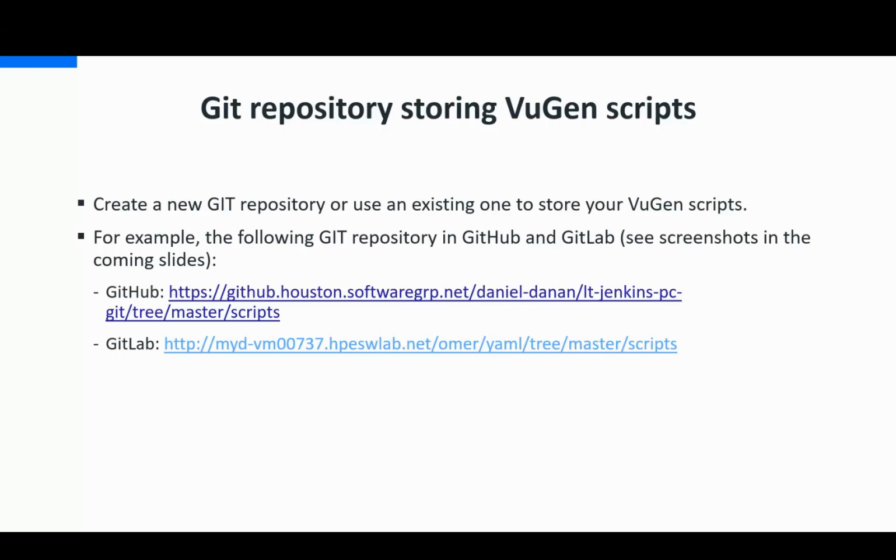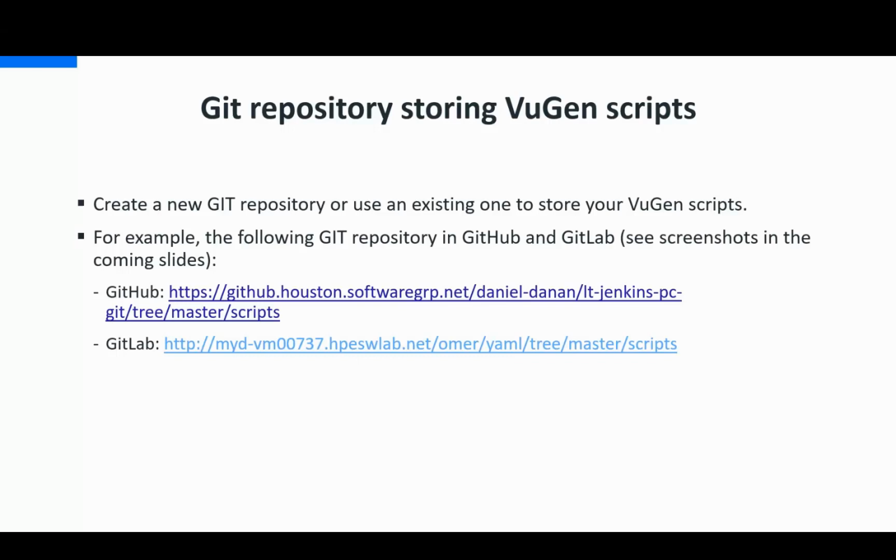Git repository storing VuGen script. So in order to synchronize from Git to Performance Center, the first phase is to have a Git repository. It doesn't matter if it is on GitHub or GitLab. We are supposed to work with both. The difference will be on the configuration of the Jenkins job.